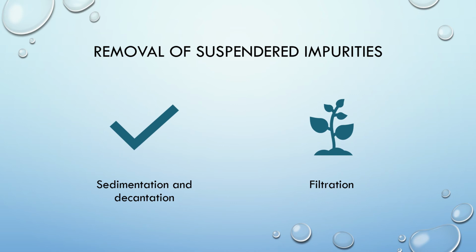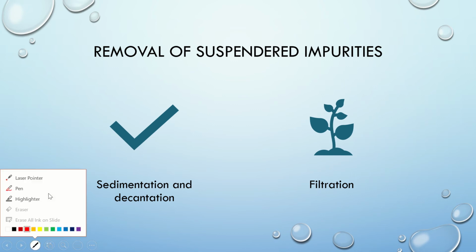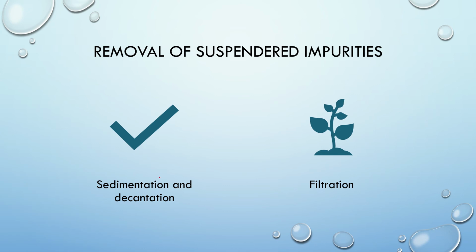So now we started some things in Unit 3, right? Now we'll see how the removal of suspended impurities will be done. We can remove them by two methods. The first one is sedimentation and decantation, and next is filtration. Filtration happens when you use a funnel.